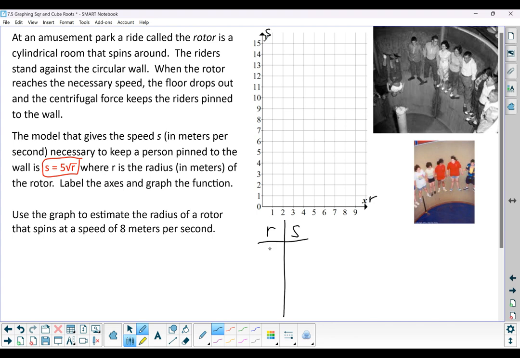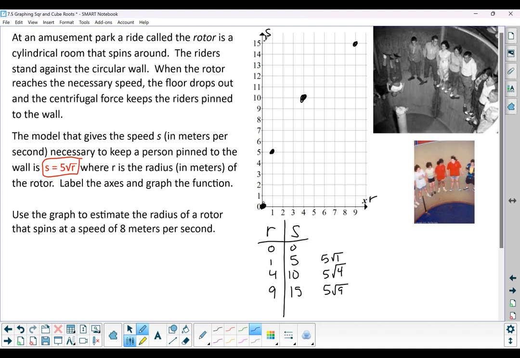So let's think about (0, 0). If our room is 0 size, we don't need any speed to our spin. If the room is 1 meter, our output is 5 times the square root of 1, so that would be 5. The next one is 5 times the square root of, and I could pick 2 here, but then I'm going to get some kind of weird decimal answer. So I'm going to go all the way over to 4. 5 times the square root of 4 is 10. So (4, 10). And if I'm being smart, I'm going to pick 9 as my last input. So 5 times the square root of 9 is 5 times 3. That's 15. (9, 15).